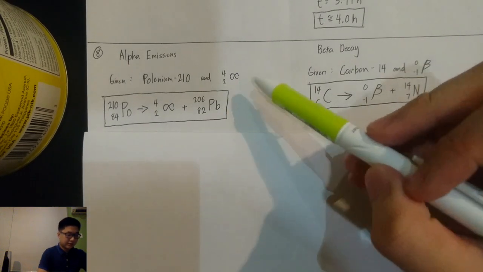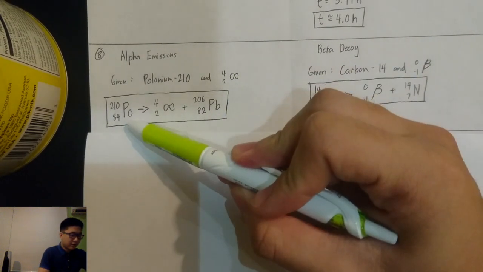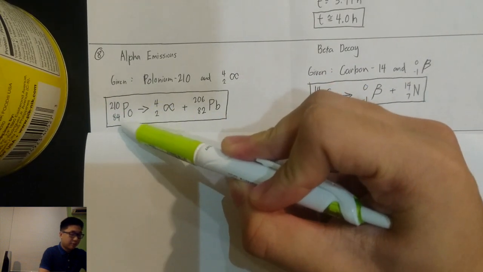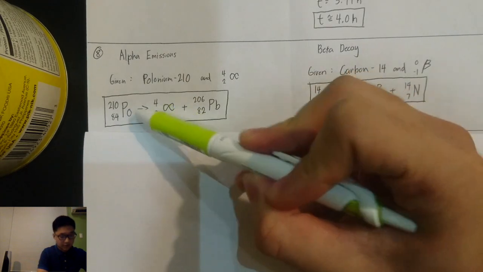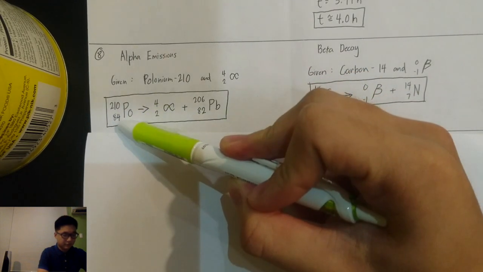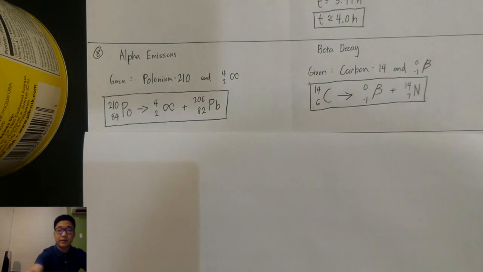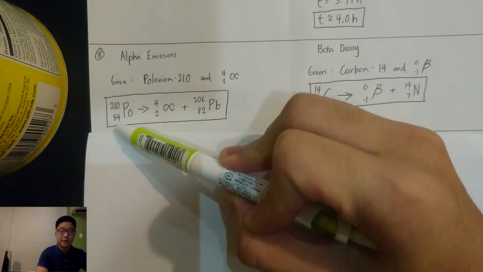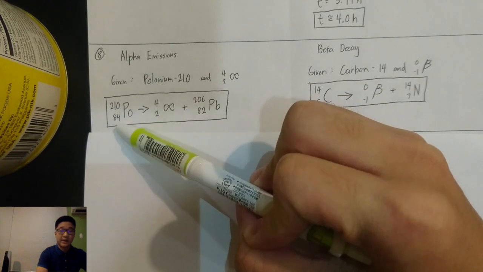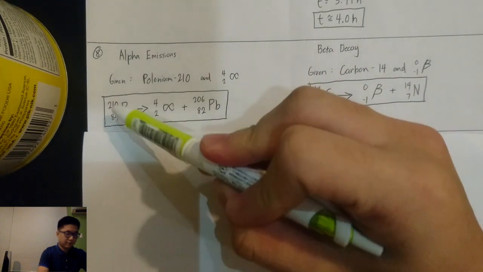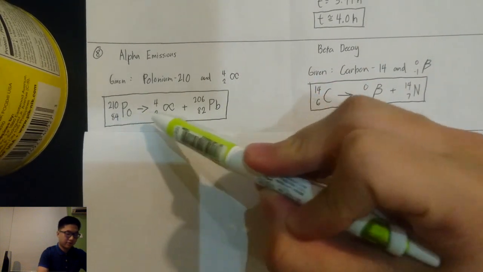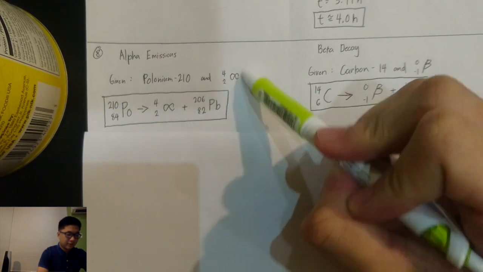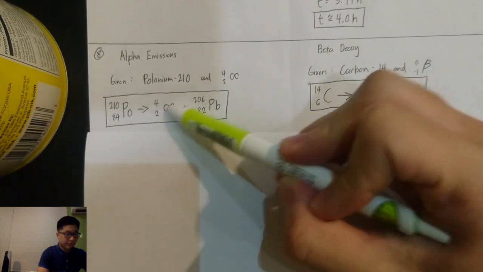So this is rather simple. What you have to do is first put it in this form. So polonium-210. Right down here is the number of protons of that element, and right up here is the mass number. So polonium has a mass number of 210, as mentioned, and it has 84 protons. So 210, 84, Po, polonium. And we put a little arrow there. Then we put the alpha particle here.